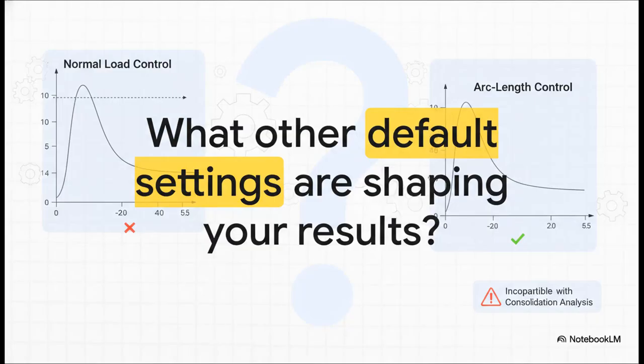And that really leaves us with one final big question to chew on. We just saw how one single, kind of hidden setting can completely change the answer to a critical safety calculation. It really makes you think, doesn't it? What other default settings are lurking inside the complex tools we use every single day that are quietly shaping our results, maybe in ways we don't even realize?